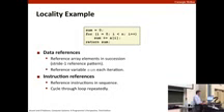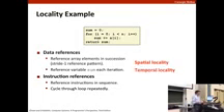So what kind of locality is these repeated references to a[i]? Spatial or temporal? Spatial, right? Because we're accessing nearby items. What about referencing this variable sum inside the loop? That's temporal.